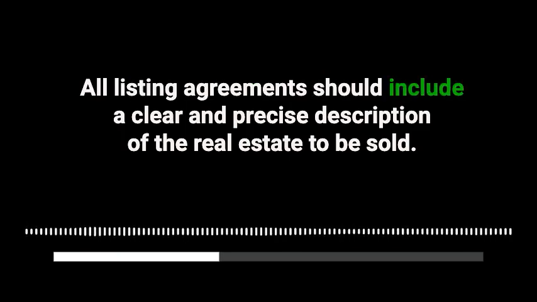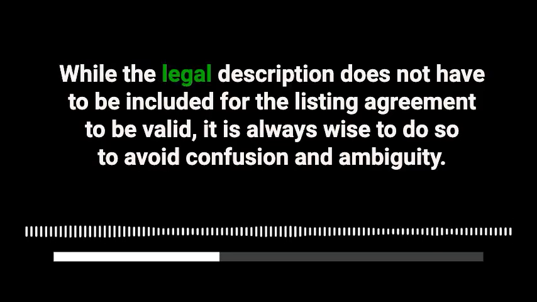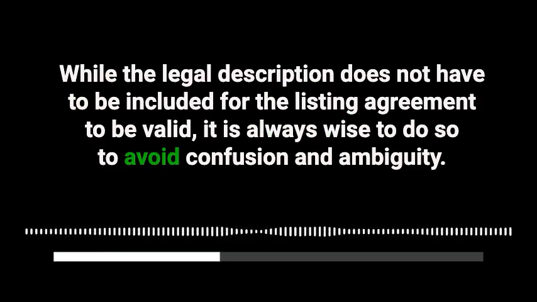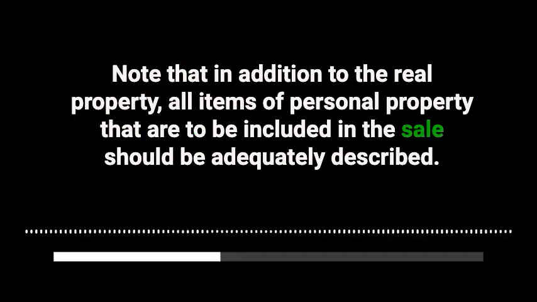Description of the property. All listing agreements should include a clear and precise description of the real estate to be sold. While the legal description does not have to be included for the listing agreement to be valid, it is always wise to do so to avoid confusion and ambiguity. Note that in addition to the real property, all items of personal property that are to be included in the sale should be adequately described.